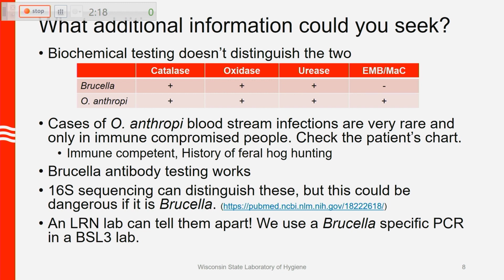and talk through what additional testing might be appropriate. Brucella antibody testing can also help in this specific case if that was ordered by the clinician. Now, 16S sequencing can distinguish these organisms, but this could be dangerous if it's Brucella. You don't want to be working with something that could be Brucella in the laboratory. The good news is you've got a resource. An LRN lab can tell these apart. We use a Brucella-specific PCR in a BSL-3 laboratory, and we can get you that answer to help confirm which organism this is.